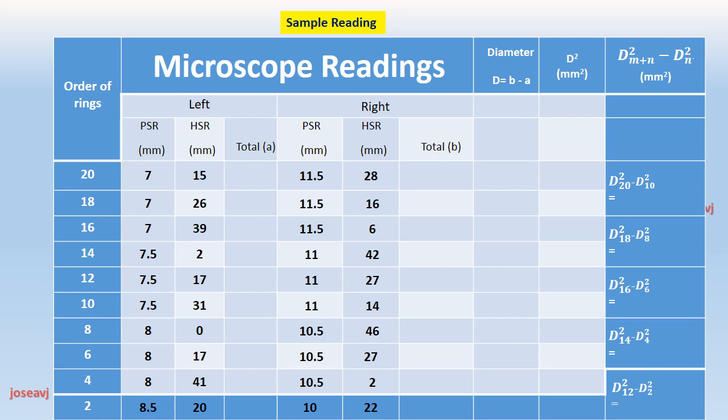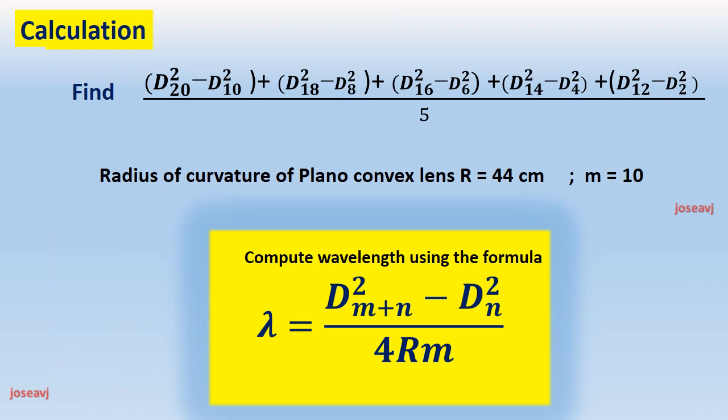The last column: D20 square minus D10 square. D18 square minus D8 square. D16 square minus D6 square. D14 square minus D4 square. And D12 square minus D2 square. Find the average.